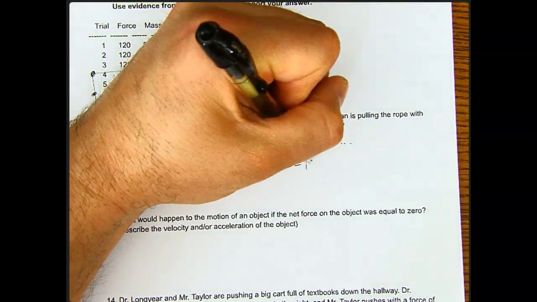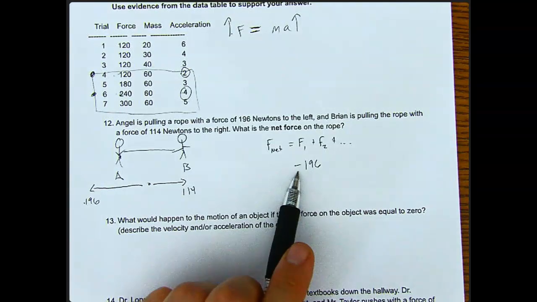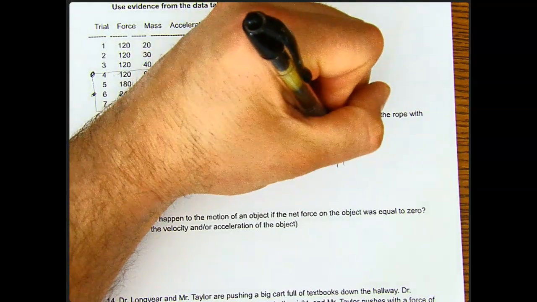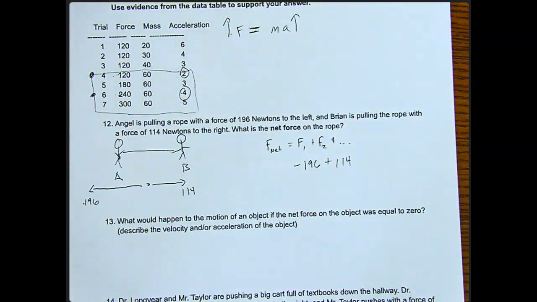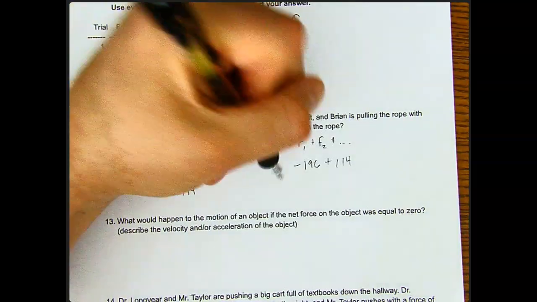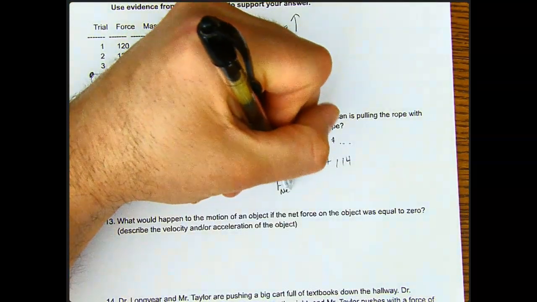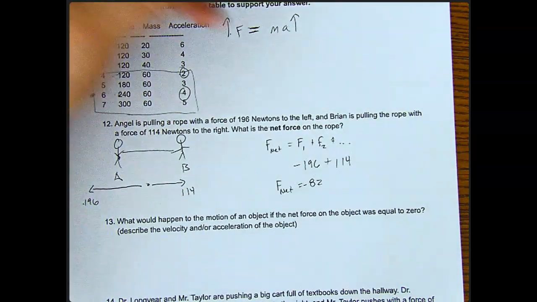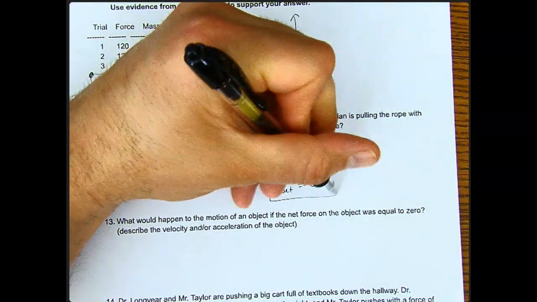So he's negative 196. It's negative because he's going to the left. Brian, on the other hand, is pulling with a positive force because it's to the right. So I just add those two forces together, and the net force is negative 82 newtons.